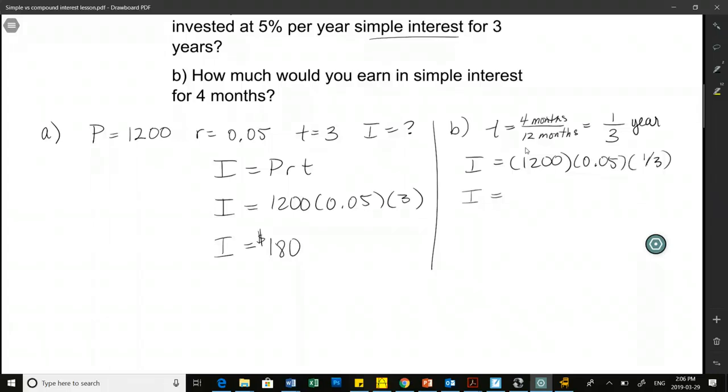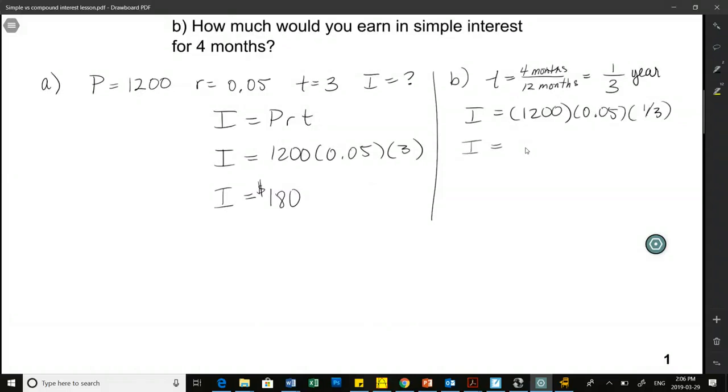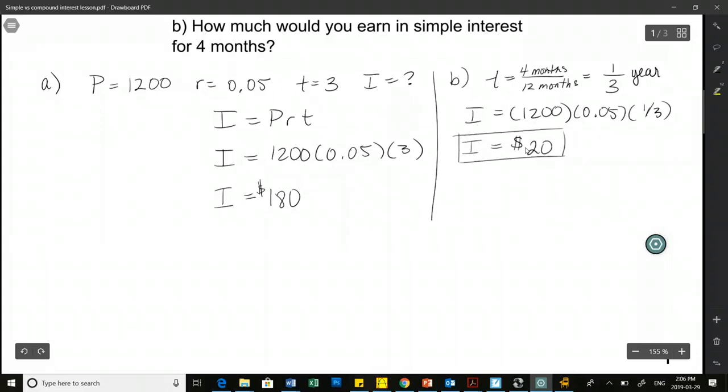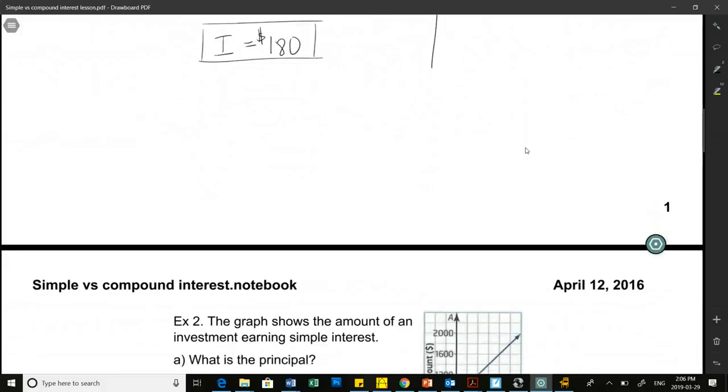Okay, this one might give us some decimals, so we'll just round to 2 decimals for money. What did you guys get? 20? Exactly? Oh, perfect. So no decimals. $20. So total after 4 months is 1,220, I should say. Not too bad? Okay. Any questions for this one? Okay.